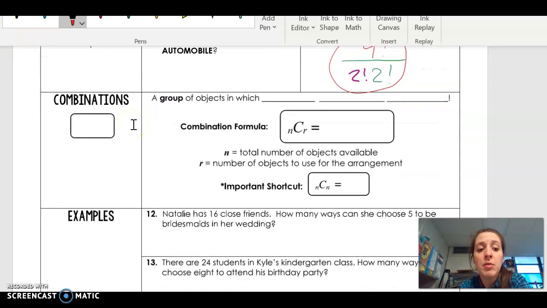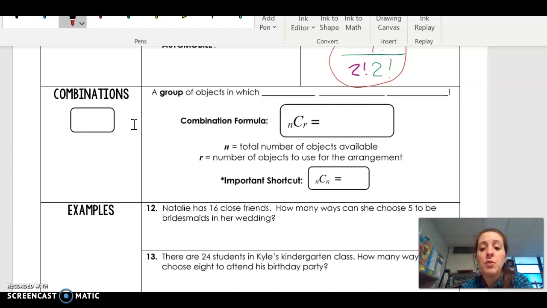So the final thing we're really going to be looking at today is a combination. Right, so we talked permutations where order matters. Now a combination is where order doesn't matter.